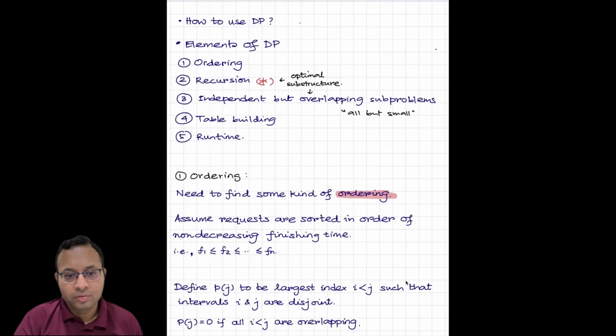Now for ordering, we need to find some ordering, and we already saw one good ordering, which we used earlier as well: the finishing time or starting time, one of these orderings. So let's start with the finishing time, because we might want to argue from the end about what happens if I select a job or not. So we sort the jobs according to their finishing time, in non-decreasing order, f1 to fn.